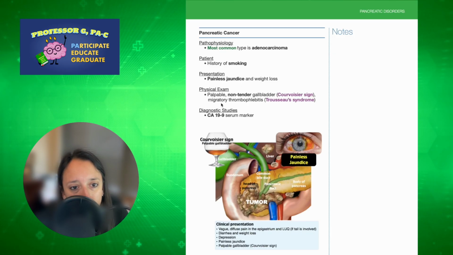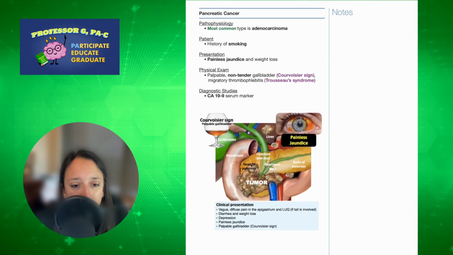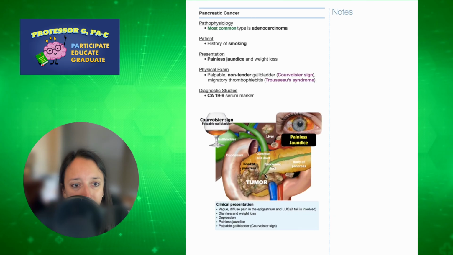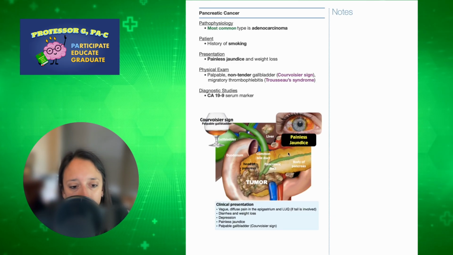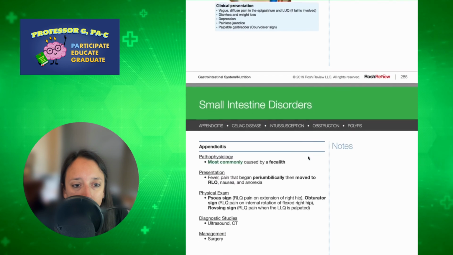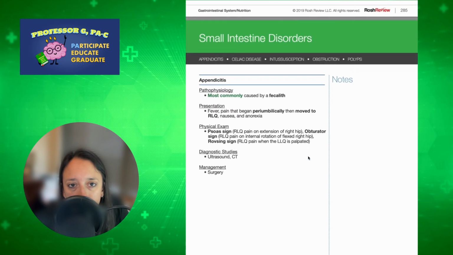You can also have a migratory thrombophlebitis, which is Trousseau syndrome. And so we're going to palpate. If we see a patient with painless jaundice and a palpable gallbladder that's non-tender, think pancreatic cancer. It has a pretty bad prognosis.